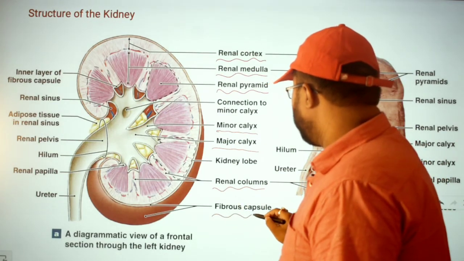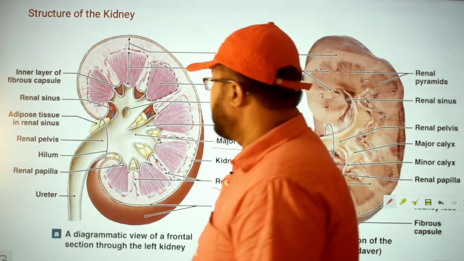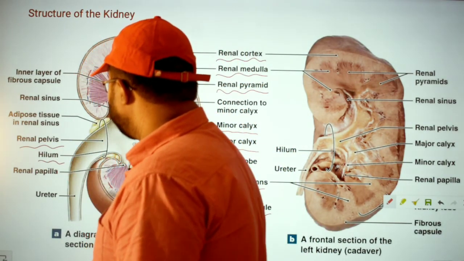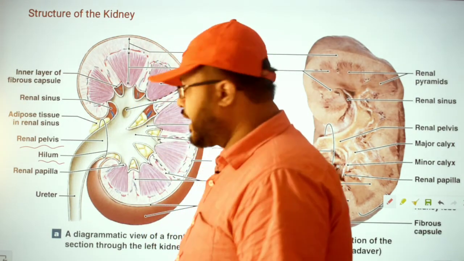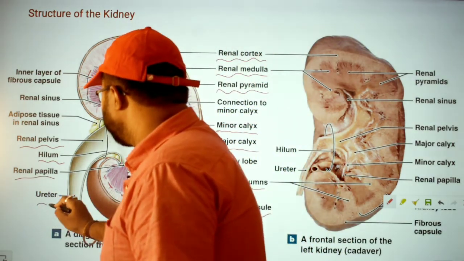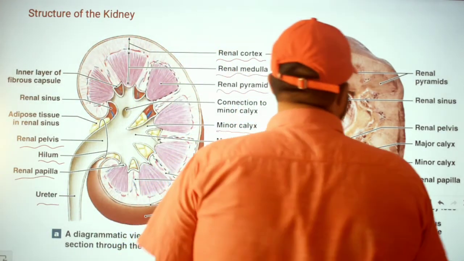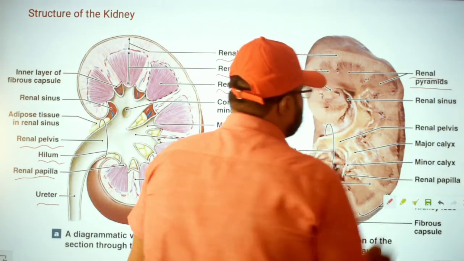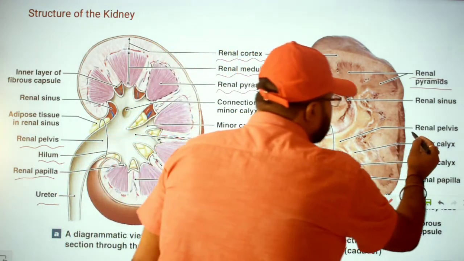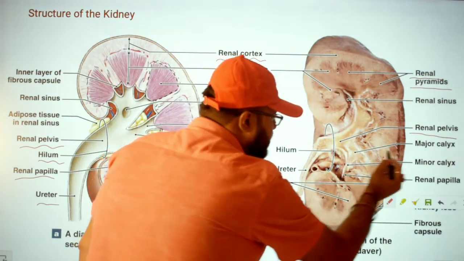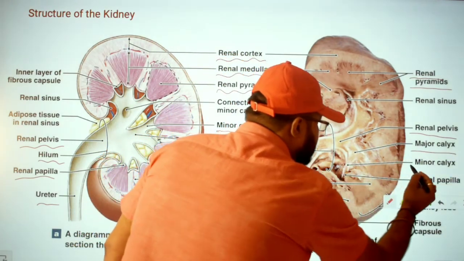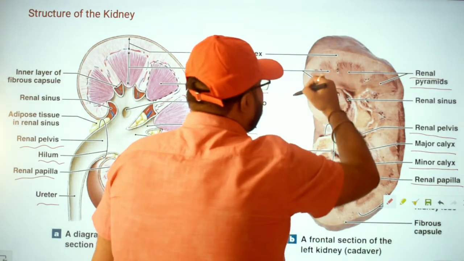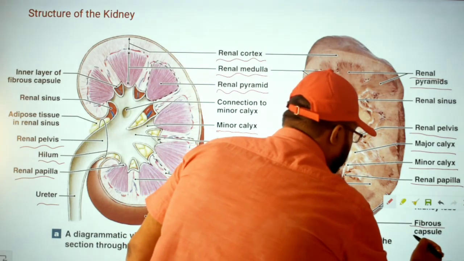The outermost covering of the kidney is called the fibrous capsule or the renal capsule. This is the renal pelvis. This is the hilum. The tip of each medullary pyramid is called the renal papilla, and this is the ureter. These are the medullary pyramids or renal pyramids. This is the renal pelvis. This is the major calyx. This is the minor calyx. This is the renal papilla. And this is the outermost covering of the kidney, which is called the fibrous capsule or the renal capsule.